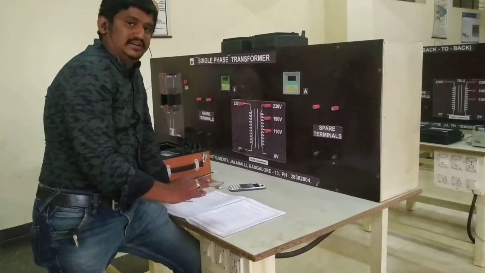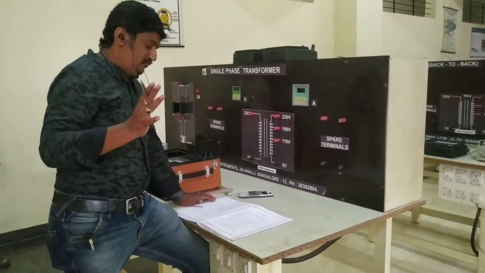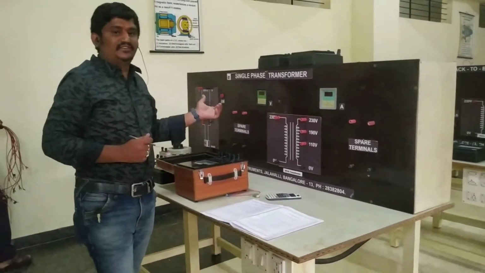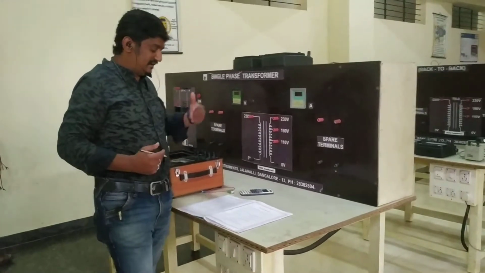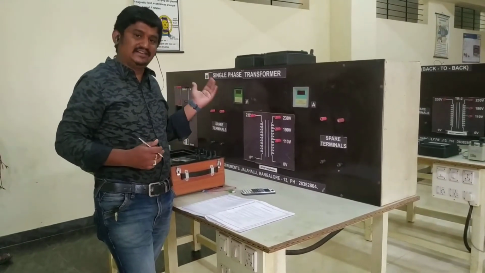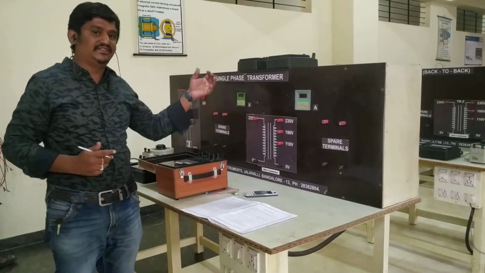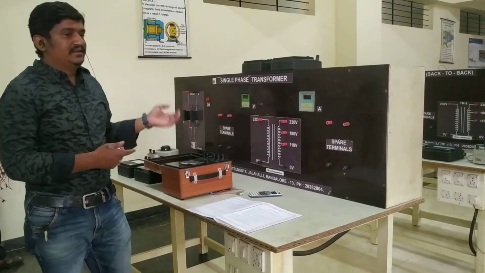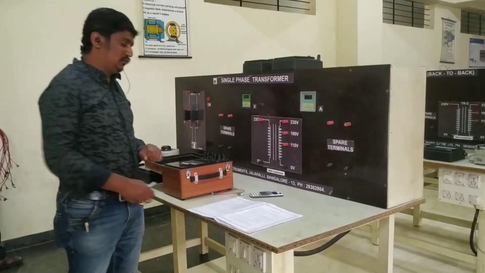First experiment is to determine the efficiency and regulation of a given single phase transformer by conducting open circuit and short circuit tests. The second experiment is also the same thing: conduct the open circuit and short circuit test on the given transformer and draw the equivalent circuit. In the first experiment you have to draw the efficiency and regulation graph. In the second experiment you have to draw the equivalent circuit.